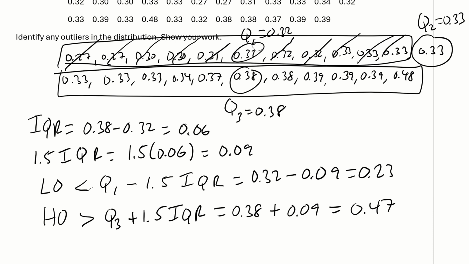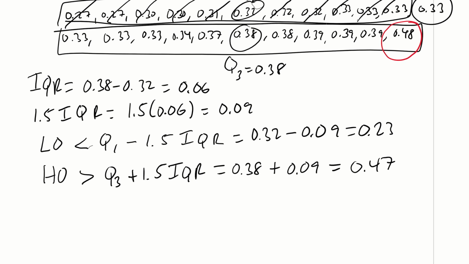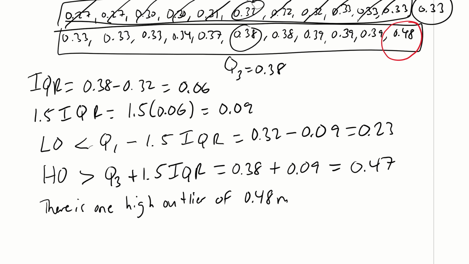There's one outlier on the right. There's one value that is greater than 0.47, and that's the 0.48, okay? So there's one high outlier of 0.48 millimeters, which is greater than the 0.47, right? There you go. So the tablet that has 0.48 millimeters thickness is the outlier.